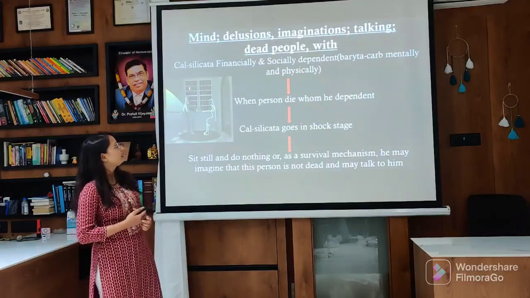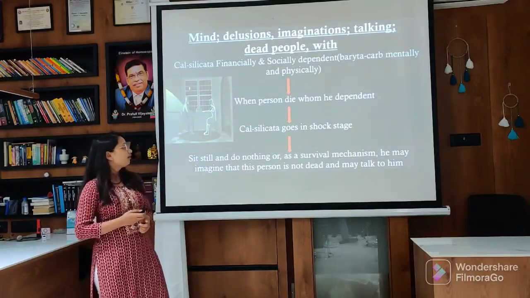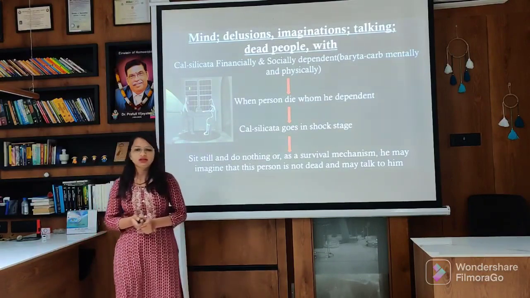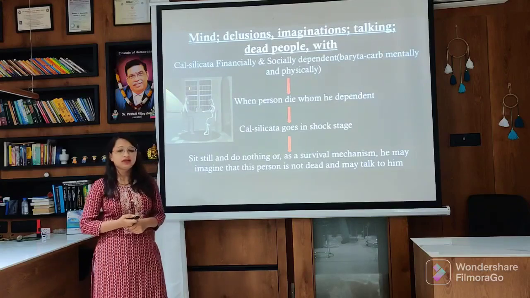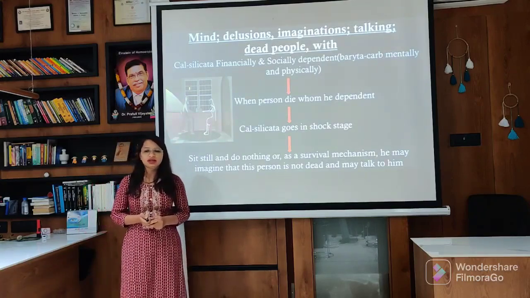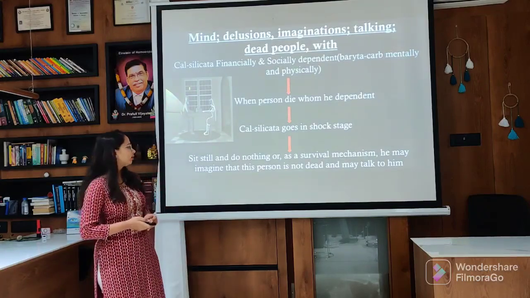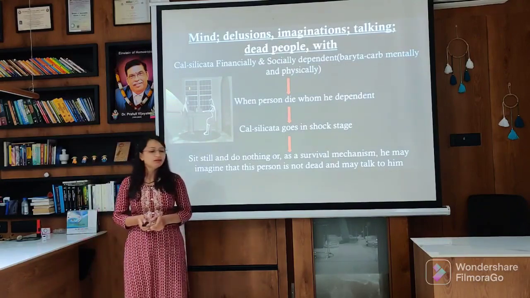while Baryta carb is mentally and physically dependent. When a person who is dependent dies, Calcarea silicata goes into a shock stage, sits still and does nothing. Due to a survival mechanism, he thinks that the person is not dead, that they were talking with them.